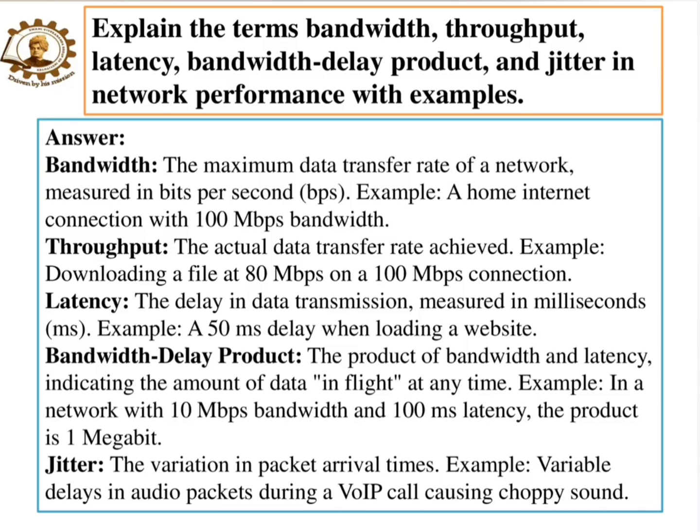Number 2 is throughput. Imagine the actual traffic flow on the highway. Throughput is the actual data transfer rate achieved on a network, often lower than bandwidth due to network congestion or inefficiencies. It's like the real-world traffic volume compared to the maximum capacity of the road.